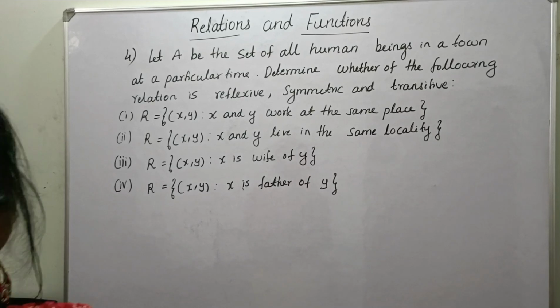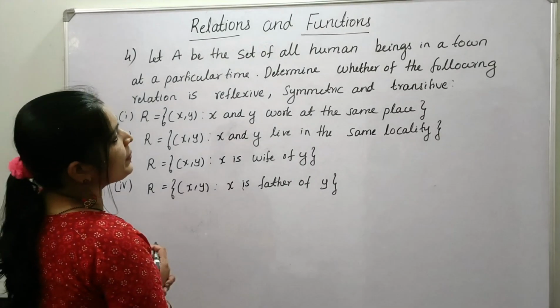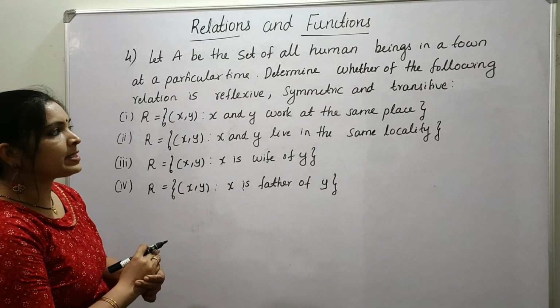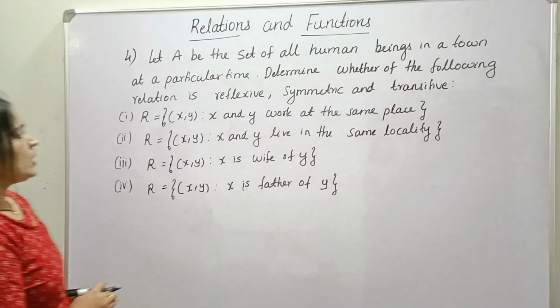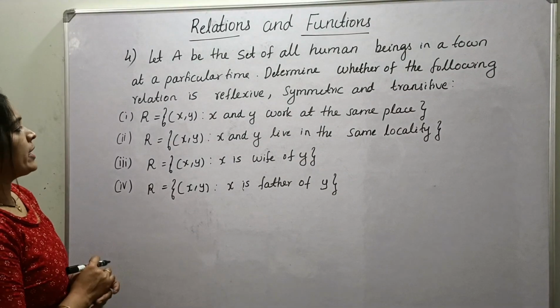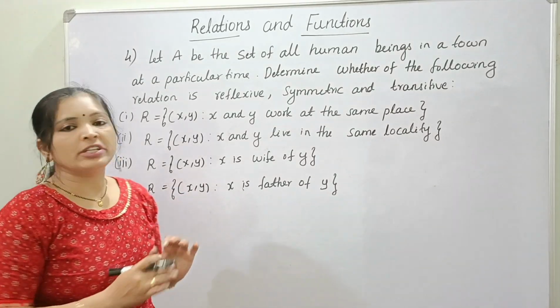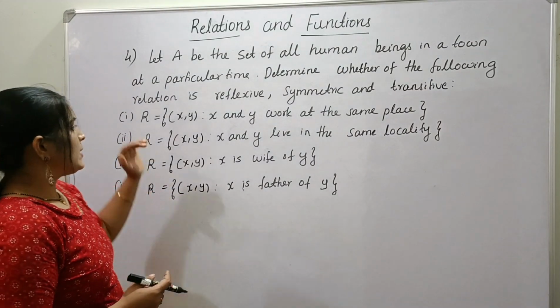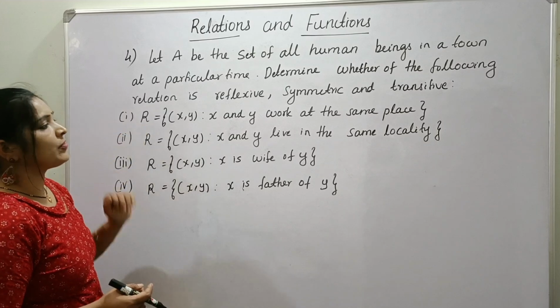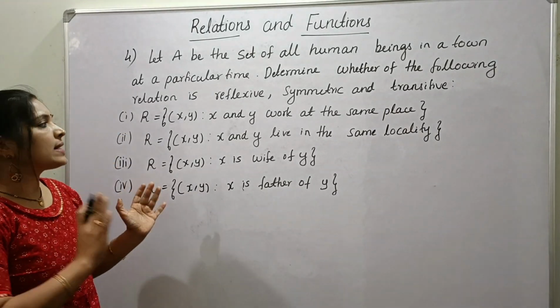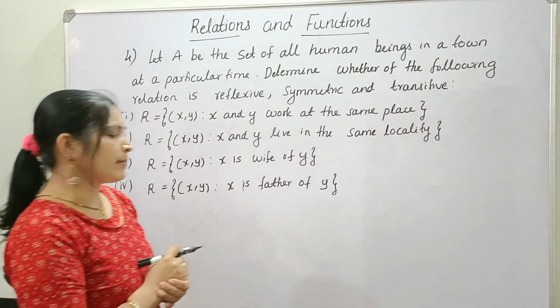Next example. Let A be the set of all human beings in a town at a particular time. Determine whether the following relation is reflexive, symmetric and transitive. The first given relation is R equals the set of ordered pairs (x,y) such that x and y work at the same place. Now let us check the first one.